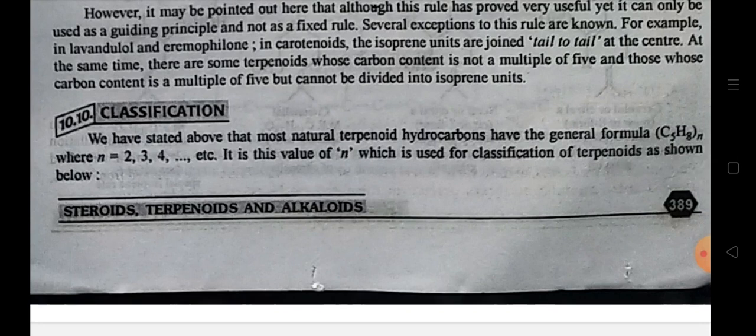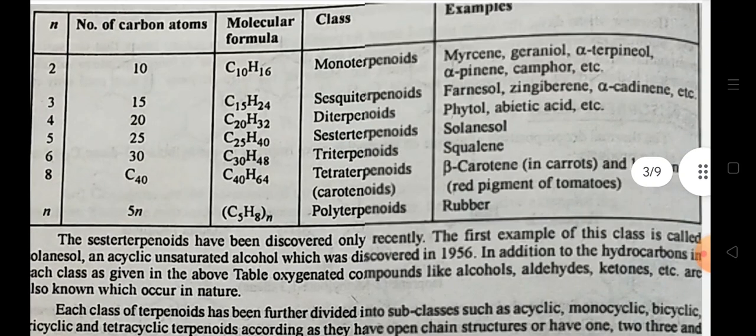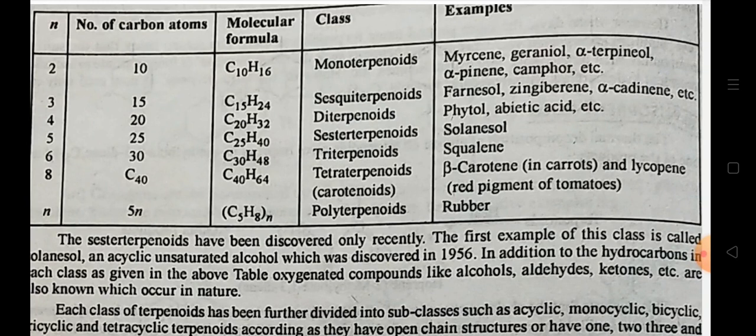Classification. We have studied above that most natural terpenoid hydrocarbons have the general formula (C5H8)n, where n is equal to 2, 3, 4, etc. It is this value of n which is used for classification of terpenoids as shown below. Here, if the value of n is 2, the number of carbon atoms is 10 and the molecular formula is C10H16, the classification is monoterpenoids. Examples are myrcene, geraniol, alpha-terpineol, alpha-pinene, camphor, etc.